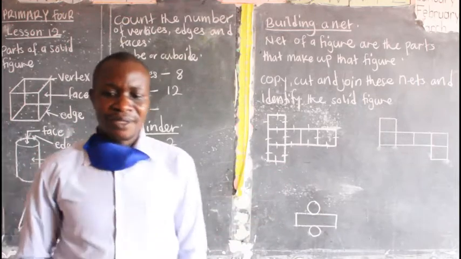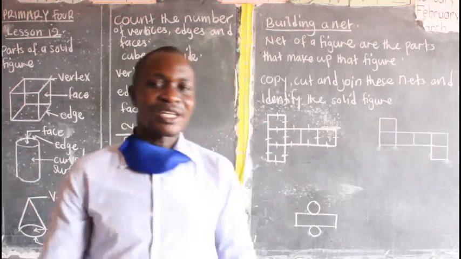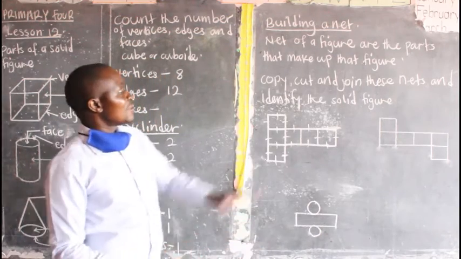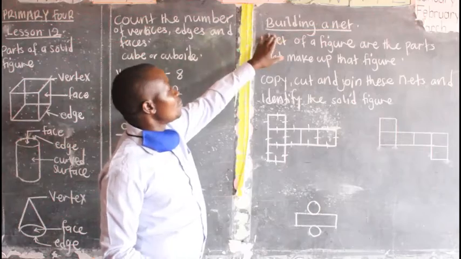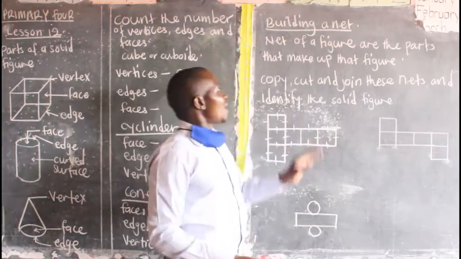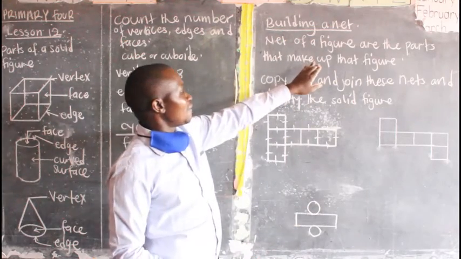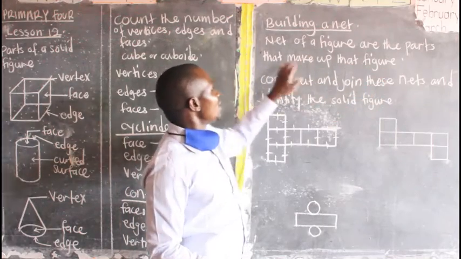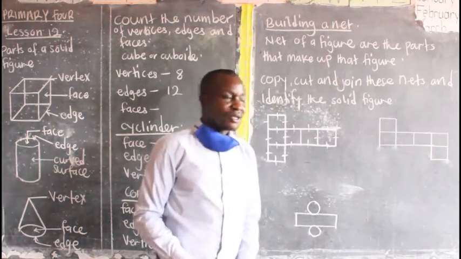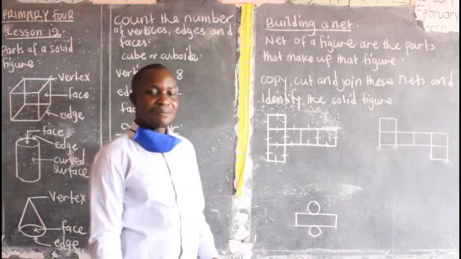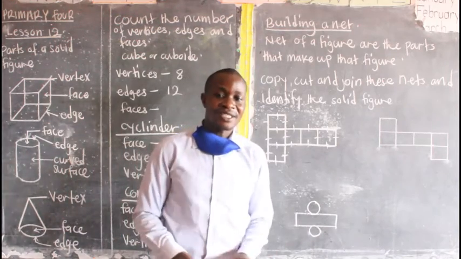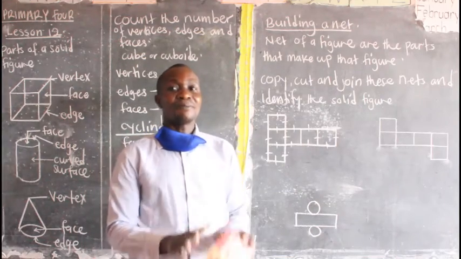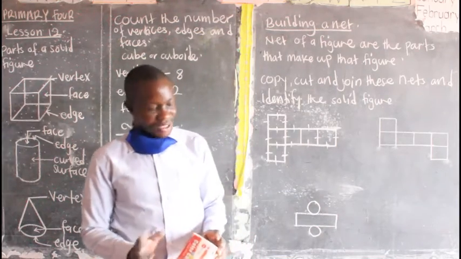We make up these figures we are talking about. The parts we make up these figures are called building a net. A net of a figure are the parts that make up that figure. When we say a net, we mean the parts we make up a certain figure. When we say a net of a cuboid, we mean the parts we make up a cuboid.